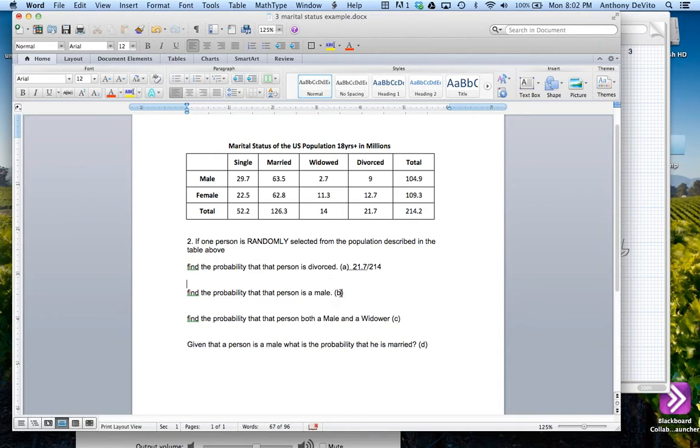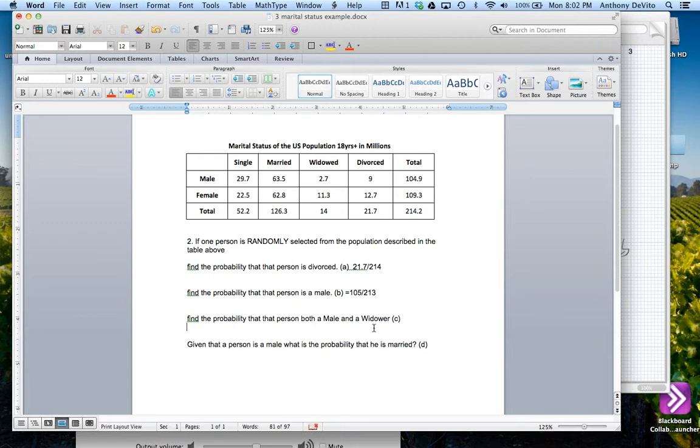Okay, what's the probability that a person is male in this population? Let's see if we can get useful information in this table. How many people in this population are male? Well, it's male single, male married, we'll put all of the males. There's 104.9 million males out of the total population, and so on. Great, thank you very much. I love when you get ahead of me like that. So basically 105 over 214.